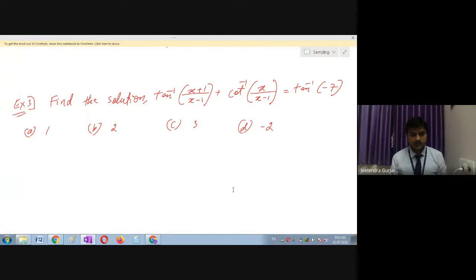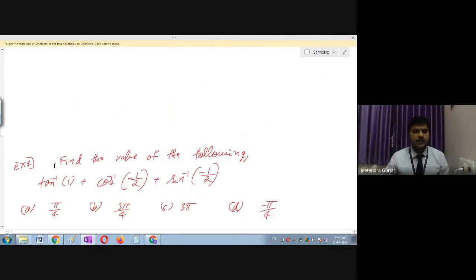Here we have to find the value of x. Tan inverse (x plus 1 upon x minus 1) plus cot inverse (x upon x minus 1) is equal to tan inverse minus 7. So they have given 4 options. Find the value of x, students. We have to find the value of x here.